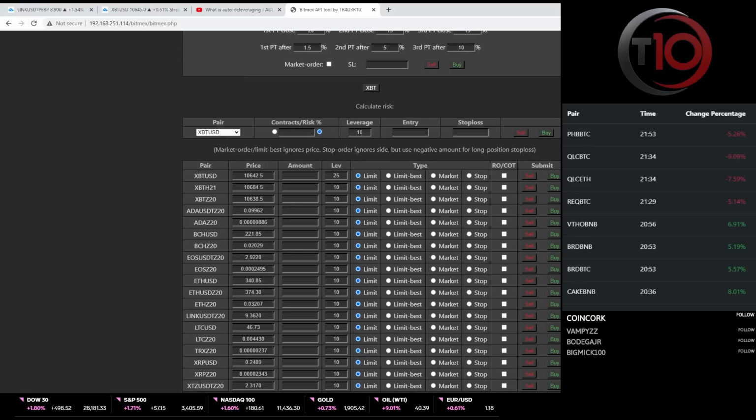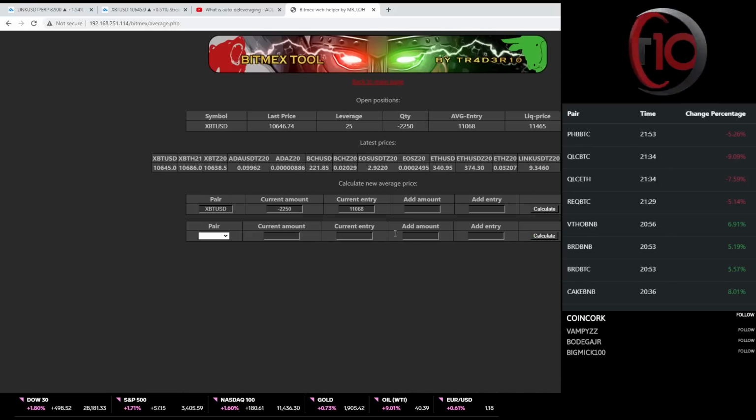And we have some average entry calculation. So you can calculate a new average price if you're adding to the, let's say we're adding more to a short at 10,950, to show the new position size and the new average entry. So then I can place my stop loss based on this one for the new add. So that's quite useful.